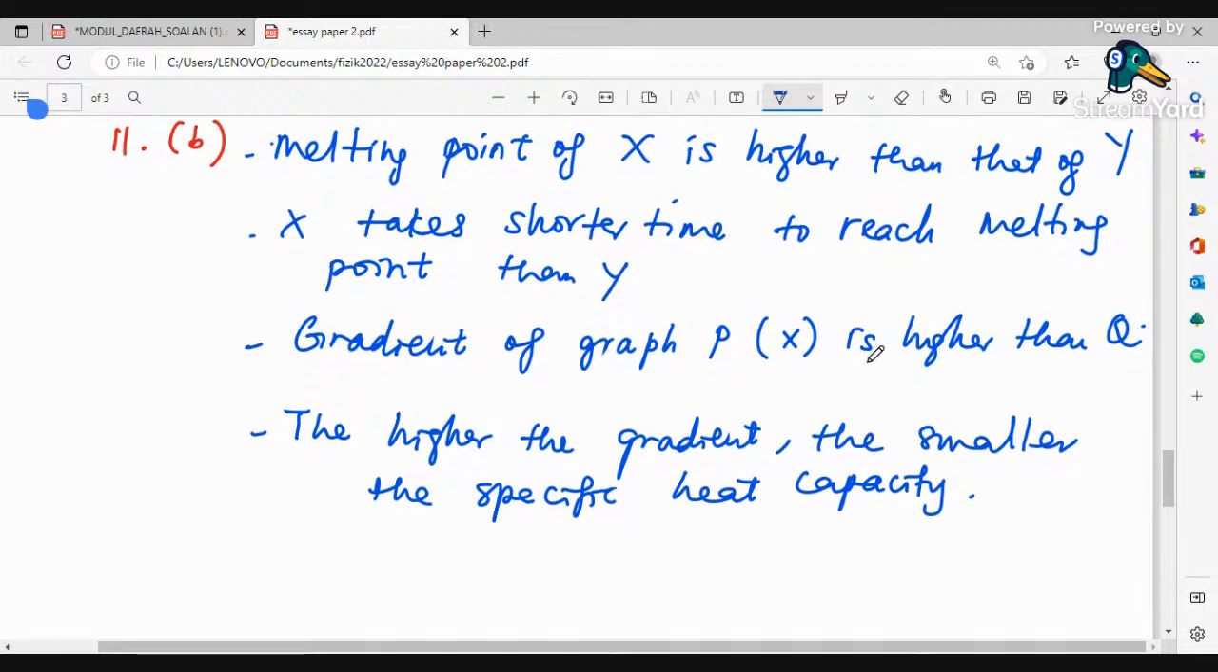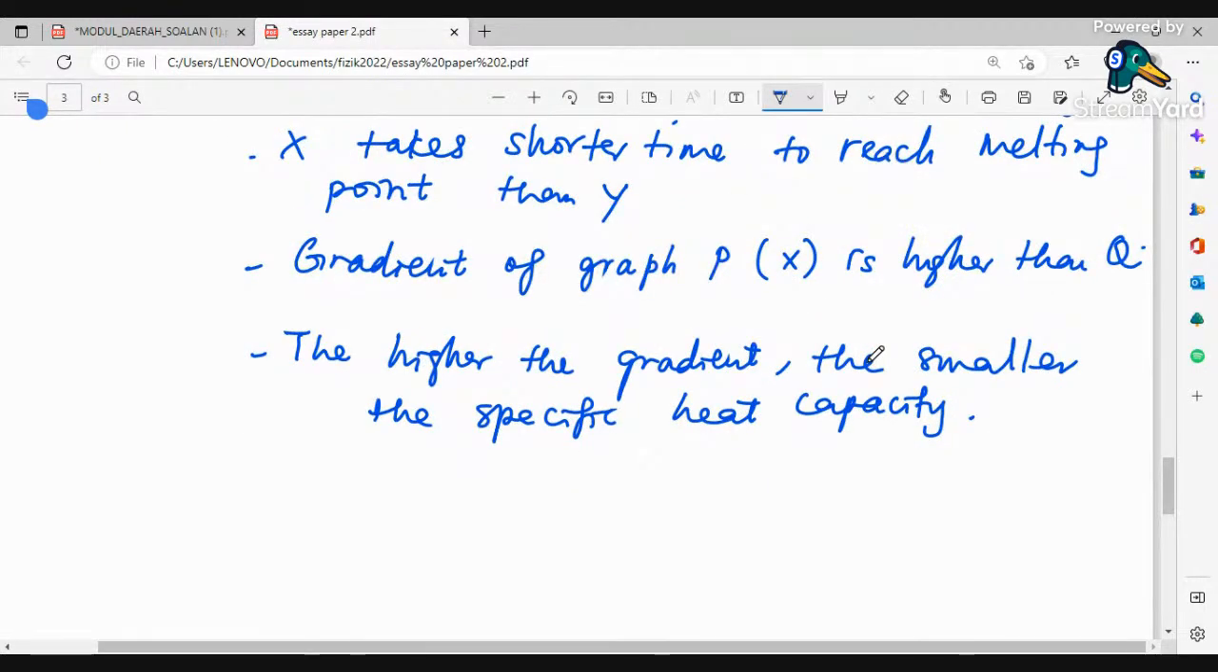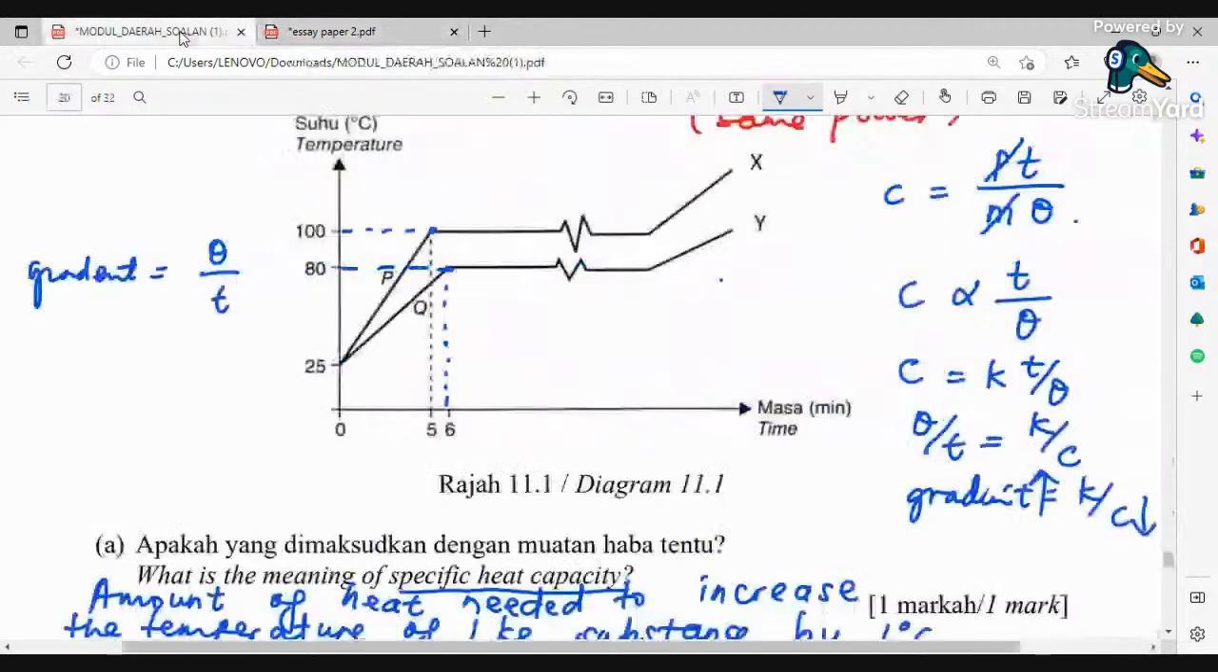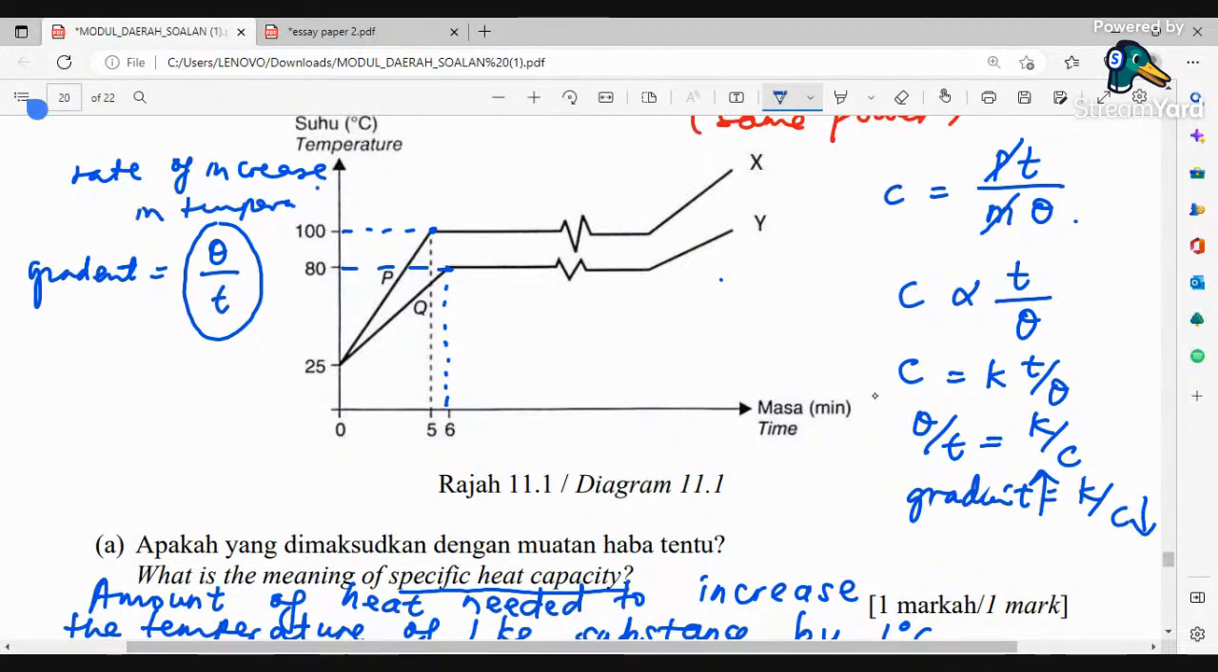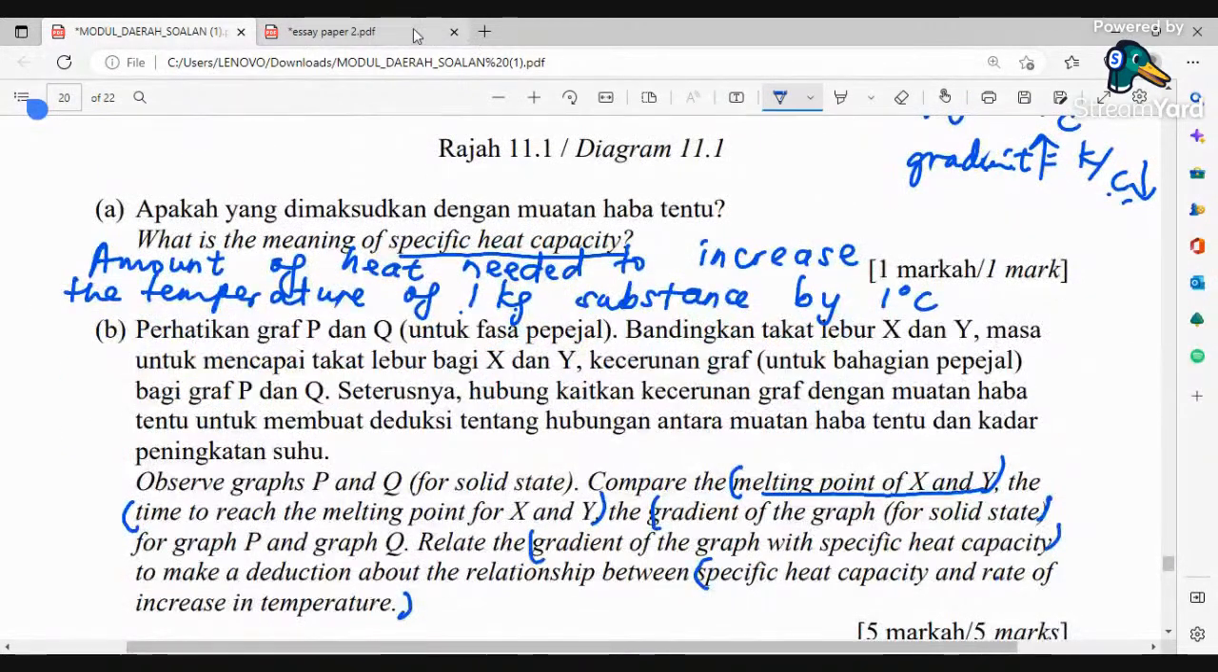Okay. And then you need to deduce relationship between specific heat capacity and the rate of increase in temperature. Okay, we look at again just now. Rate, this one also known as rate of increase in temperature. Theta per second, which is equals to gradient. From here you can see gradient and specific heat capacity is inversely proportional. Okay, means you can write something like this.